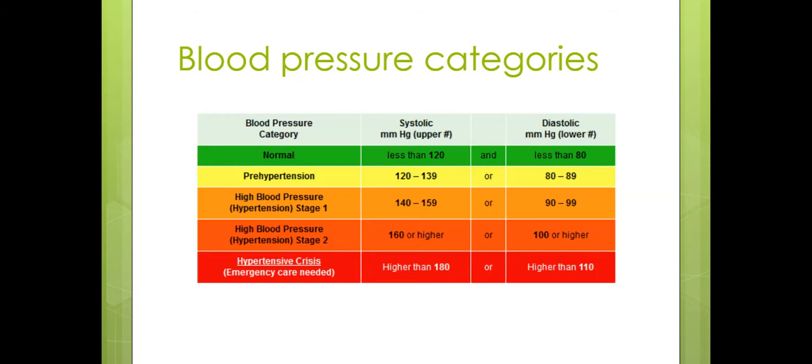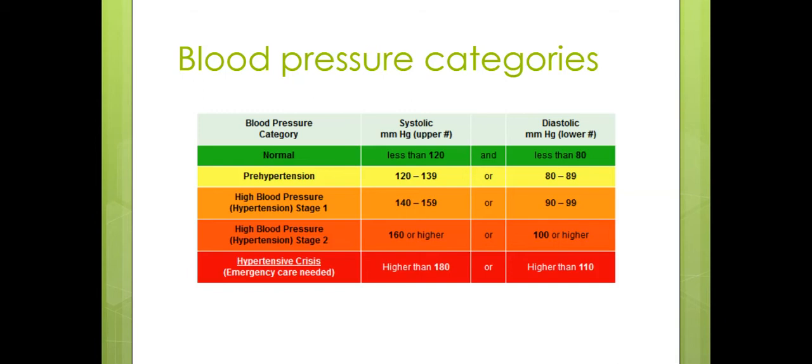This blood pressure chart will be on your exam, so you will need to know the difference between each stage of blood pressure. So normal is less than 120 and less than 80. Pre-hypertension is 120 to 139 and 80 to 89. High blood pressure, hypertension stage 1, is 140 to 159, 90 to 99.